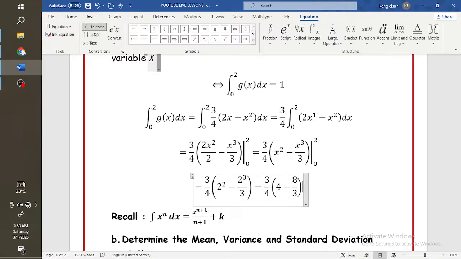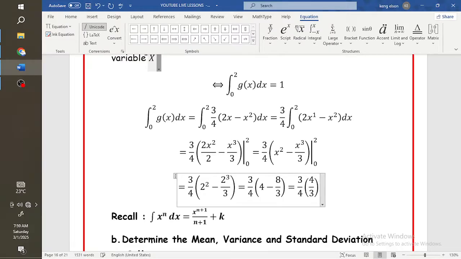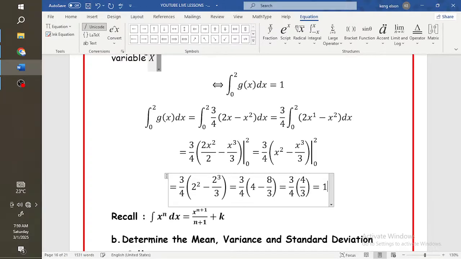So this gives us 3 over 4 into 4 minus 8 over 3. Now 4 minus 8 on 3 is 4 on 3. Okay, so we have 3 over 4 into 4 divided by 3, and 3 on 4 into 4 divided by 3 is equal to 1.